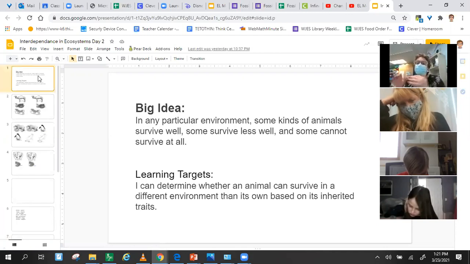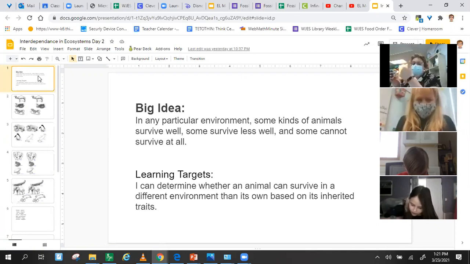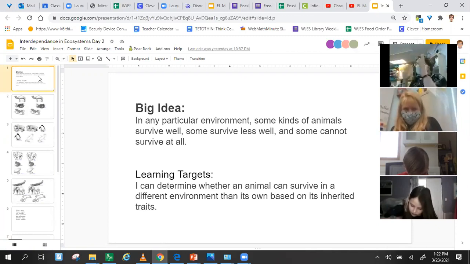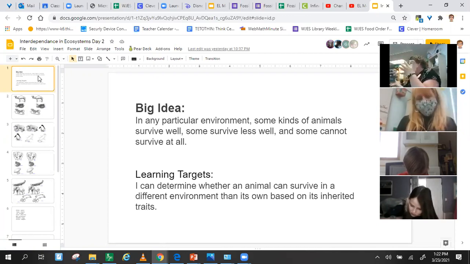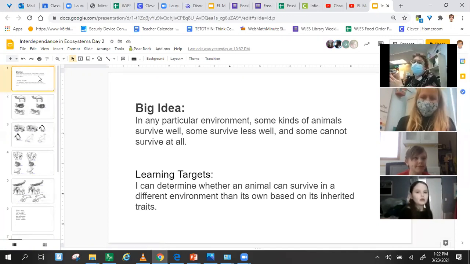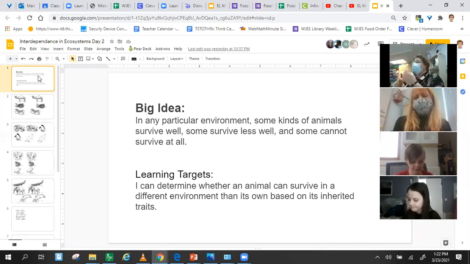All right. So our big idea again, some kinds of animals can survive well in a habitat, some survive less well. Did you have a habitat that was not great, but you could probably manage to live there? Maybe some of us, yeah? And were there some that you could not survive at? Yes. Oh, yes. All right, so you determined whether an animal could survive in a different environment than its own based on its traits, right? Based on what does it eat? What is it like? Did it have fur, or did it swim? So keep that in mind for what we're going to talk about tomorrow, okay?